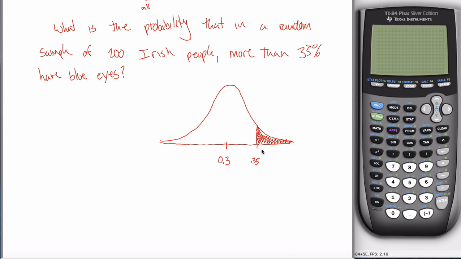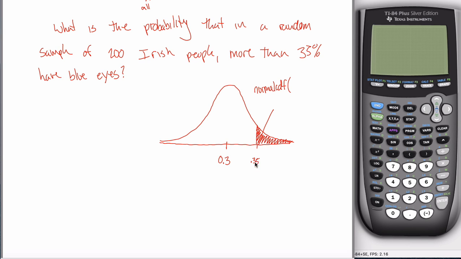If I could figure out this area, this would represent the probability that in a random sample of 200 people, more than 35% of them have blue eyes. Just find this area. You're like, oh, I got this. I know how to find areas. It's the normal CDF function of my calculator. Great, it is. That's exactly what we're going to be using.